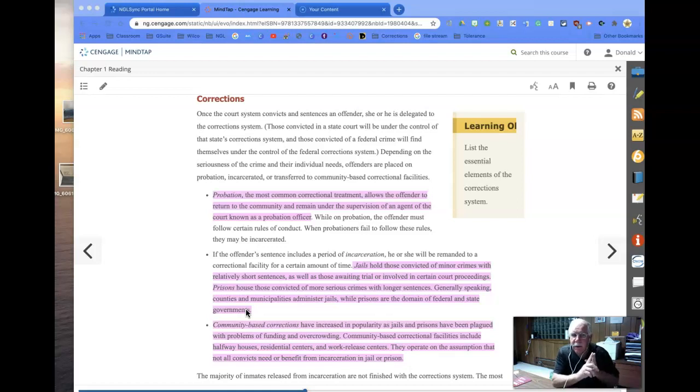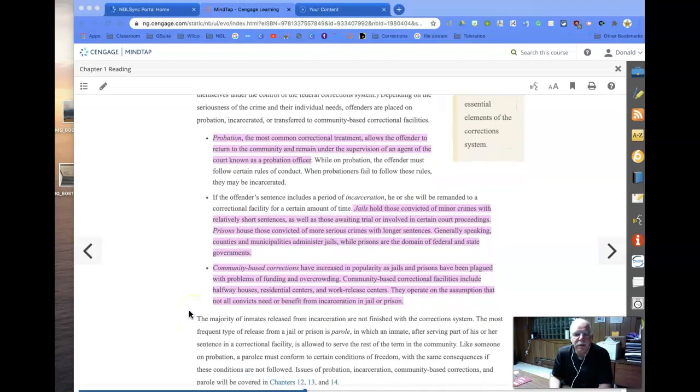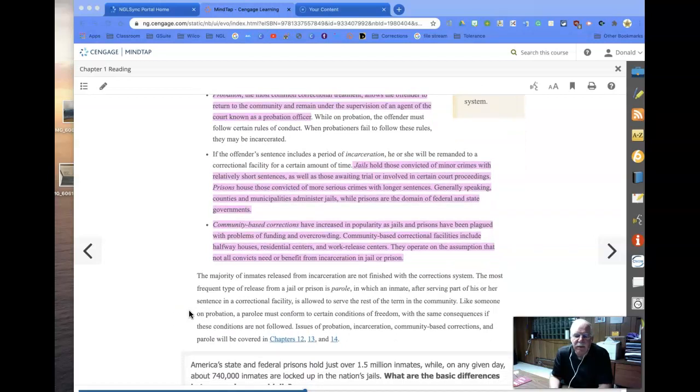So the first element of corrections is probation. The second one is incarceration. There's another element that's evolved over the course of years, and that's what we call community-based corrections. And it's really increased in popularity as the jails and the prisons have had problems with overcrowding and funding. So community-based facilities include halfway houses, residential centers, and work release centers. And these operate on the assumption that not all convicts benefit from incarceration in the jail or prisons.